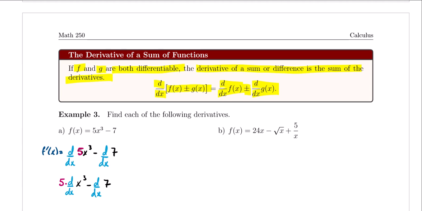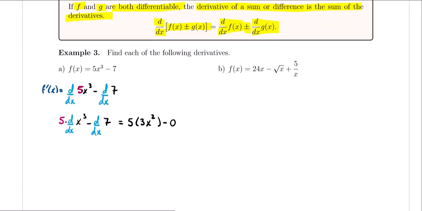the derivative of 7. All right, now for the derivative of x cubed, we will be using the power rule, and that's going to give us 5 times the derivative of x cubed: bring down the power, that's a 3, times x, raise 1 take away 1 from the power, so it's just going to give us a 3x squared, minus the derivative of 7. Oh, that's a constant, and the derivative of a constant here is 0. So our final answer then is going to be f prime of x is equal to 5 times 3, that's a 15, x squared minus 0, which I'm not going to write. And there we go. The derivative for 5x cubed minus 7 is just 15x squared.